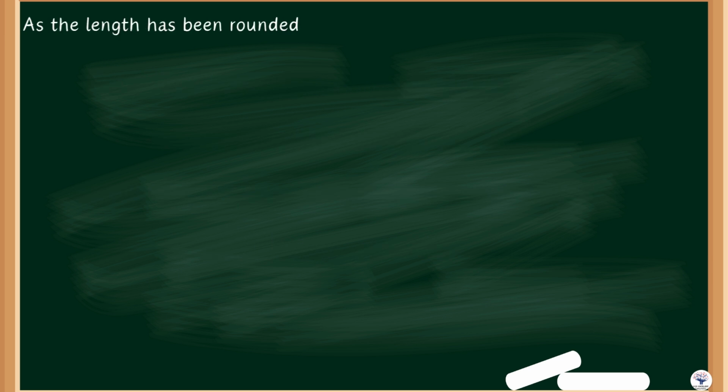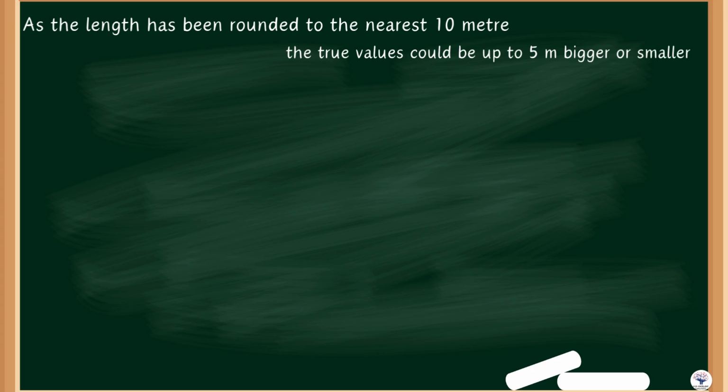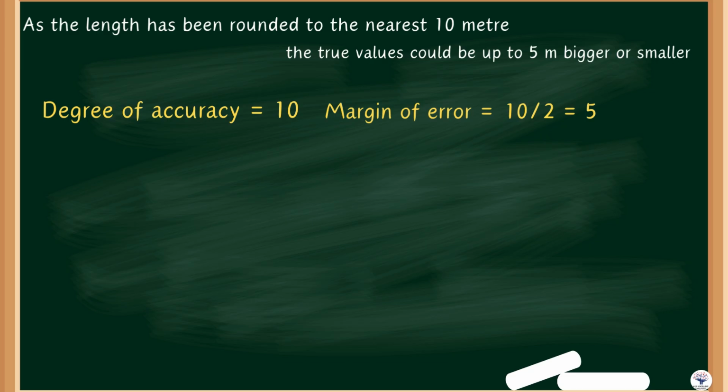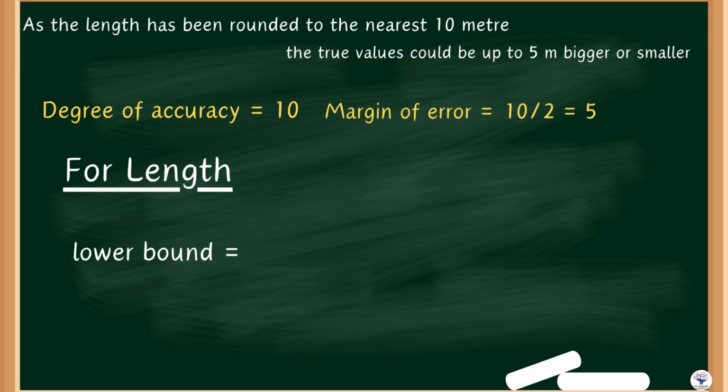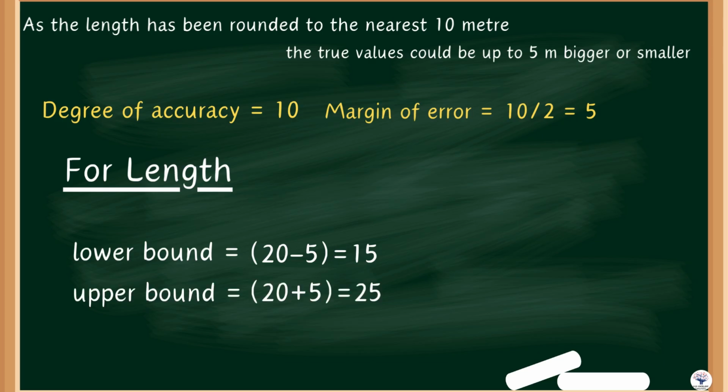As the length has been rounded to the nearest 10 meters, the true values could be up to 5 meters bigger or smaller. That is, degree of accuracy is 10, and when it is divided by 2, we get 5 as the margin of error. Hence, for length, lower bound equals 20 minus 5, and upper bound equals 20 plus 5, which gives the error interval as 15 less than or equal to 20 is less than 25.